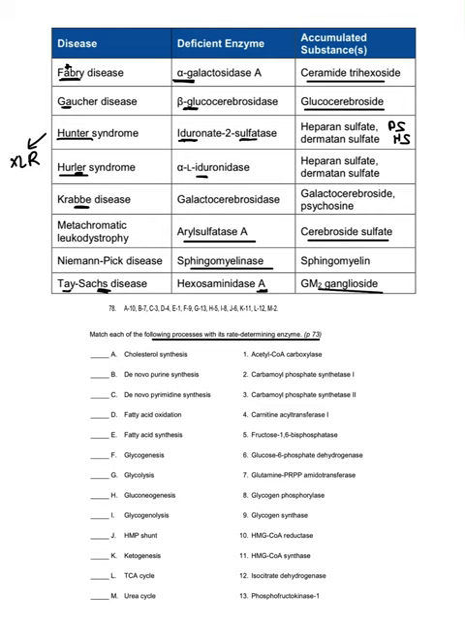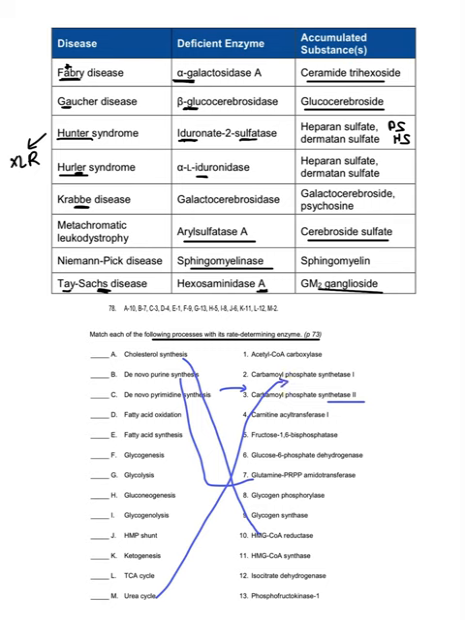Now we'll try to match them. Cholesterol synthesis is HMG-CoA reductase. Coming to purine synthesis, where does it match? It matches with glutamine PRPP amidotransferase. Pyrimidine synthesis is CPS2, and where is CPS1? That is in the urea cycle.